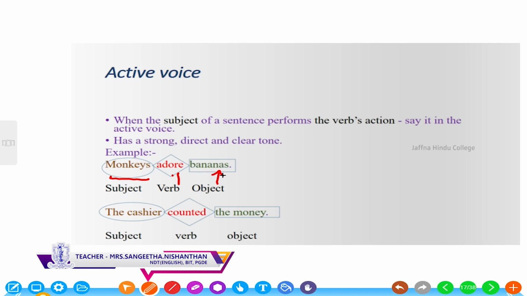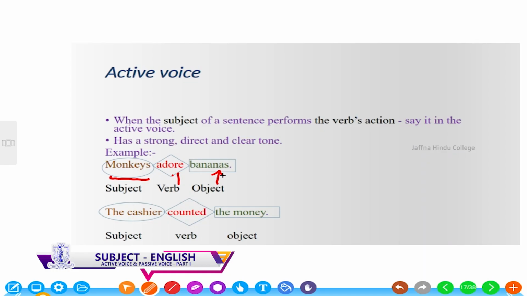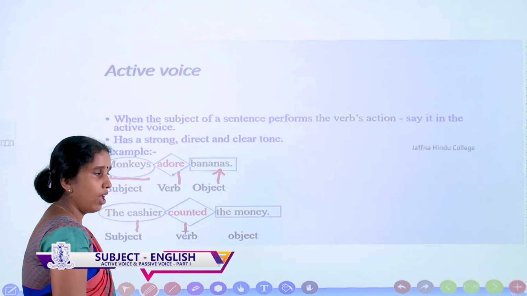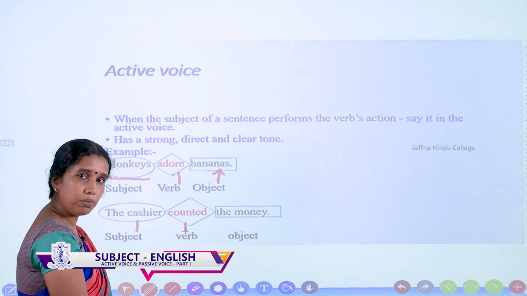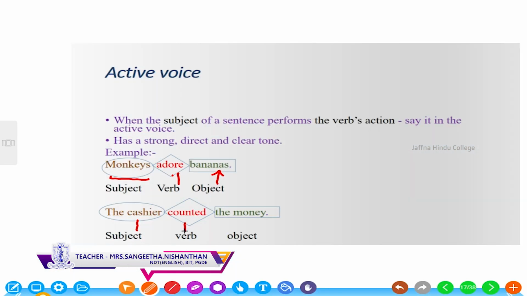Look at the second one. The cashier counted the money. It is in past tense. Who? The cashier. This is the subject. The verb, what did he do? Counted. It is the verb here. And ask the question with the verb. What did he count? The money. This is the object here.